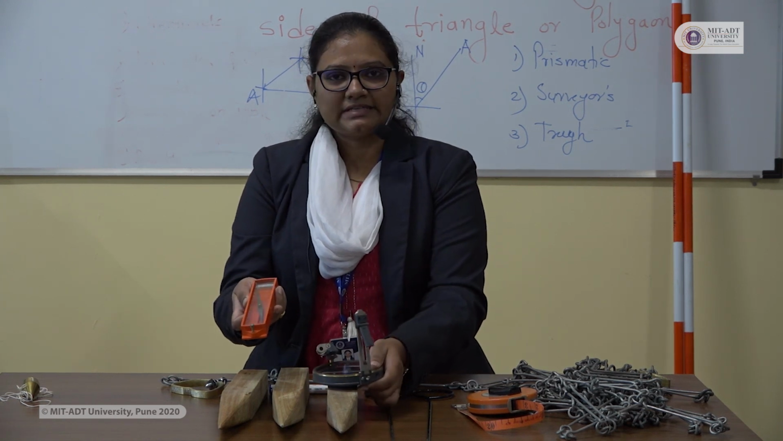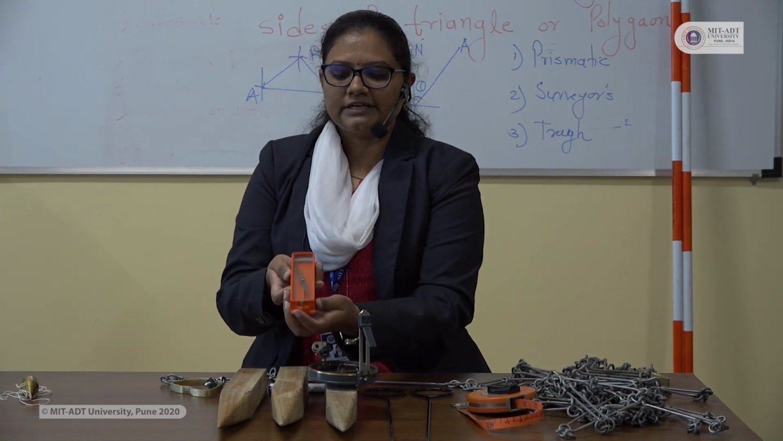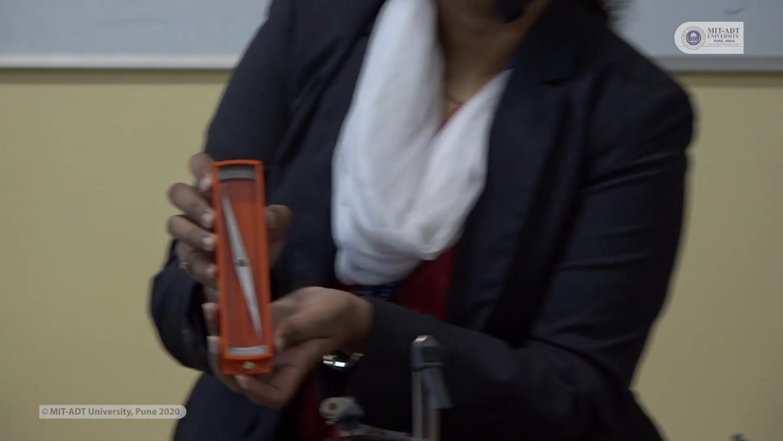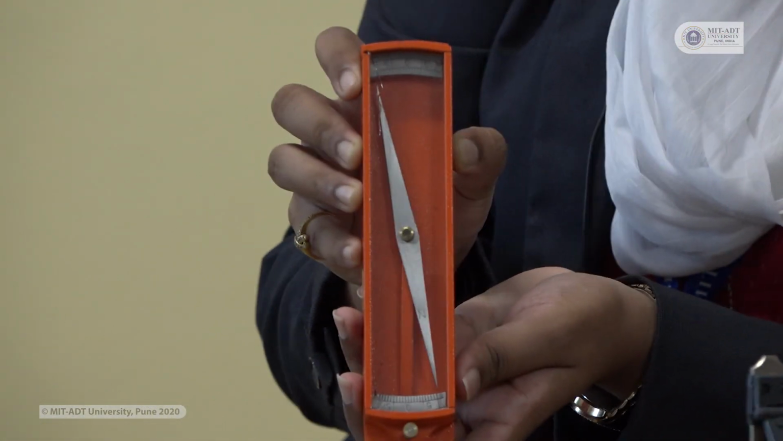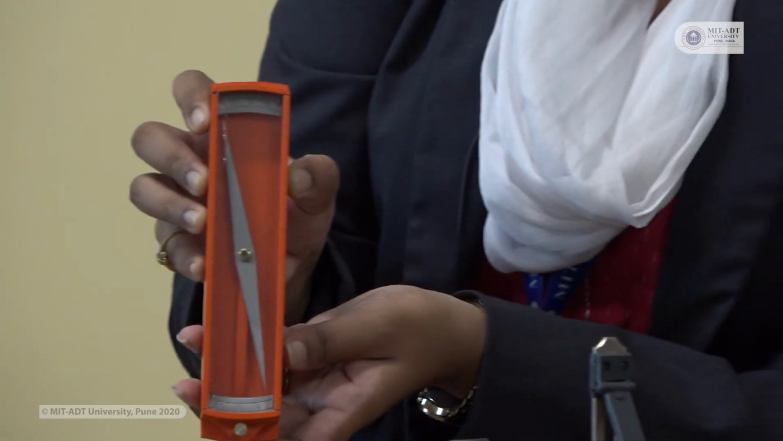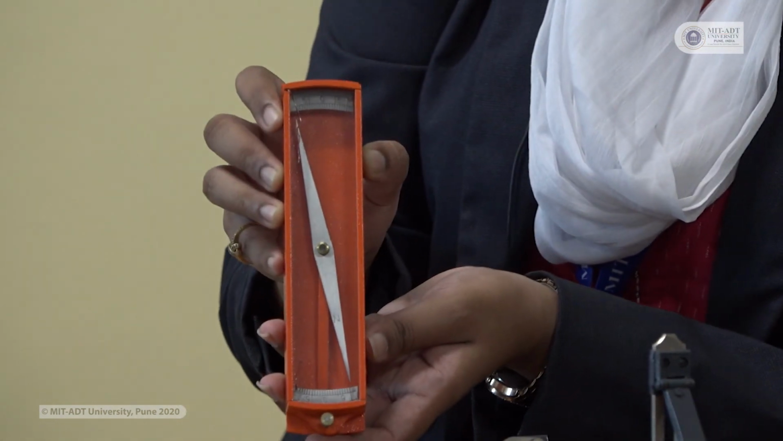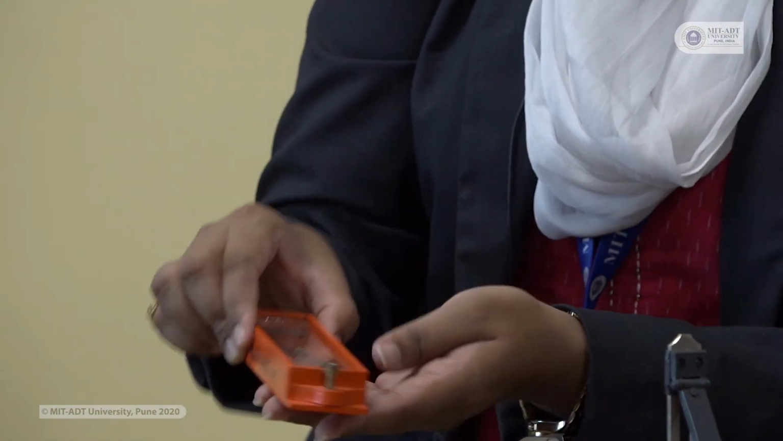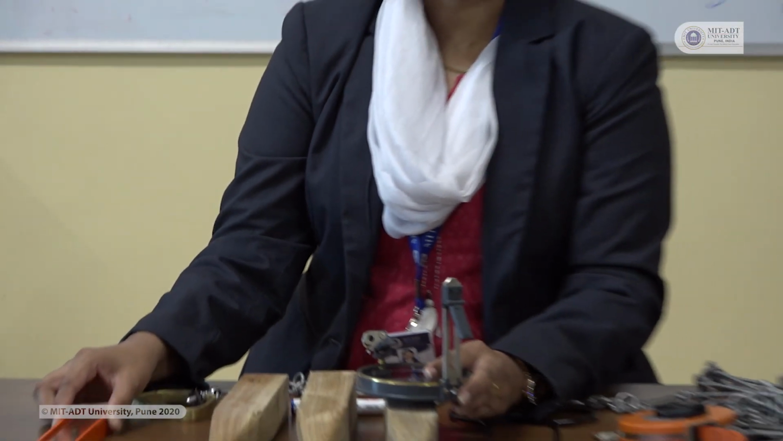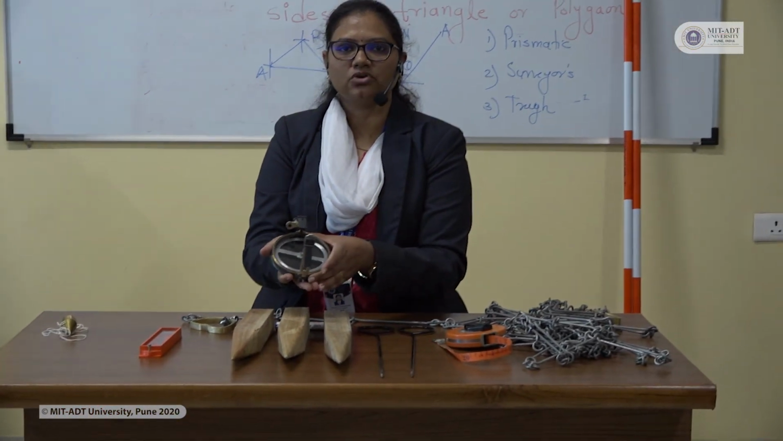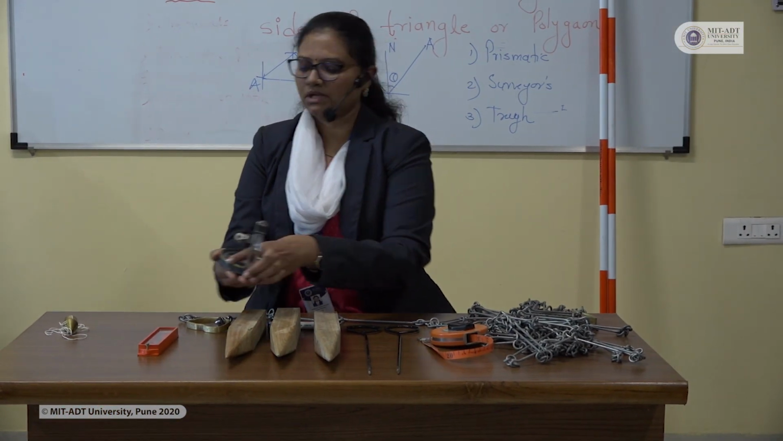Because this has limitations, it only has markings up to 5 degrees. So we have to use this trough compass in plane surveying. It is not useful for traverse surveying. For traverse surveying, we have to use only the prismatic compass, or we can use the surveyor's compass.